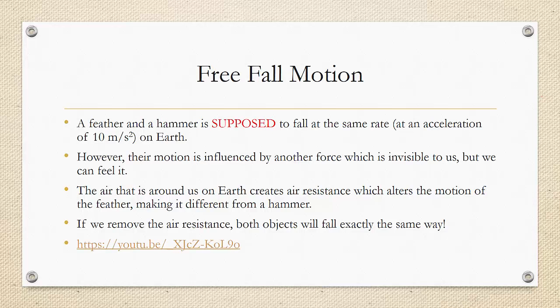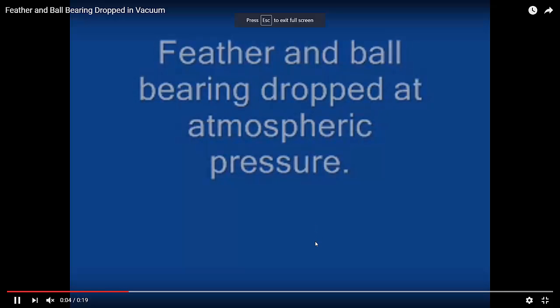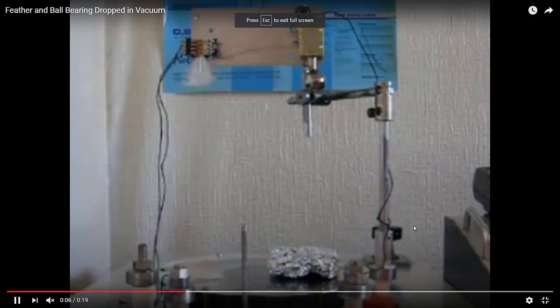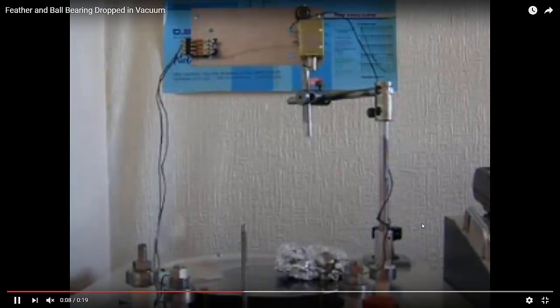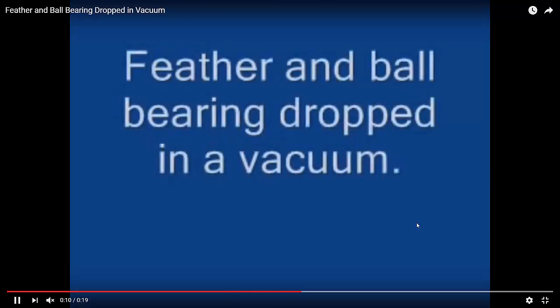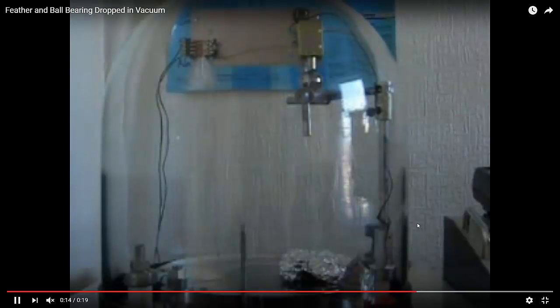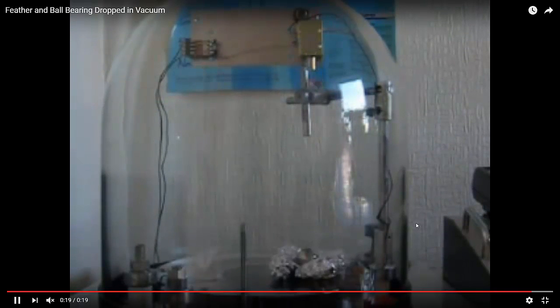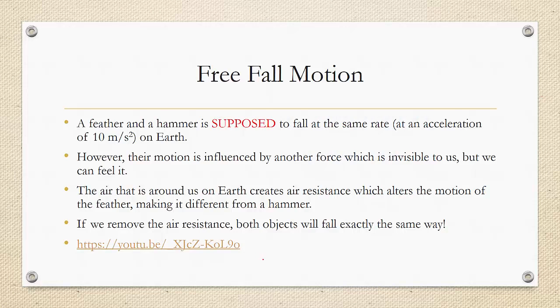This is another video for you to see. Okay, this is with some air, so you realize that the feather falls slowly. But if it's in a vacuum, so just now you observed that the feather and a ball actually fall at the same rate. It's because just now it's under a vacuum jar, which means that all the air has been removed.